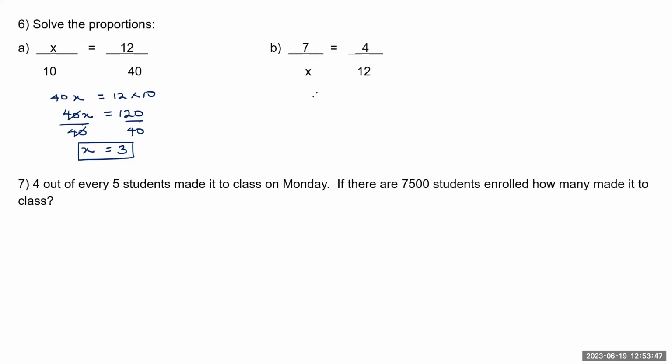We do the similar thing here. 4 times x is 4x. 7 times 12 is 84. Divide both sides by 4. X is 21.